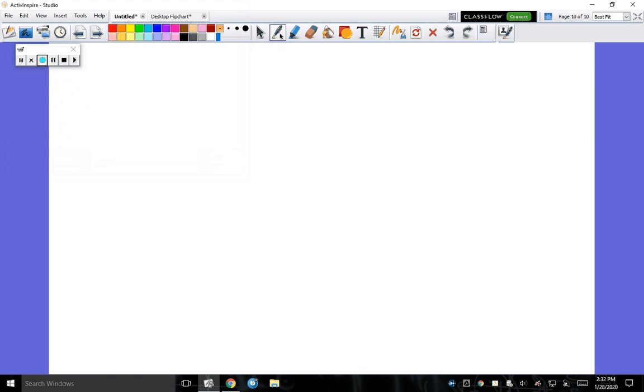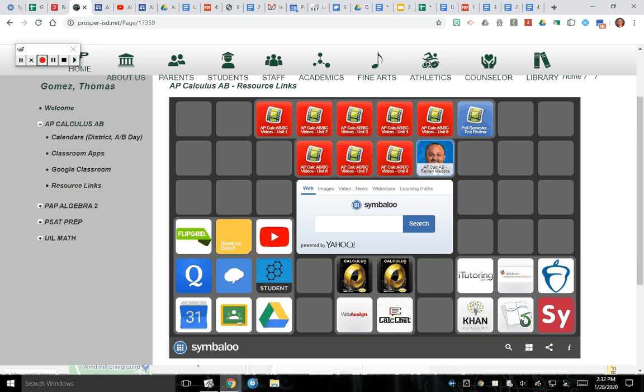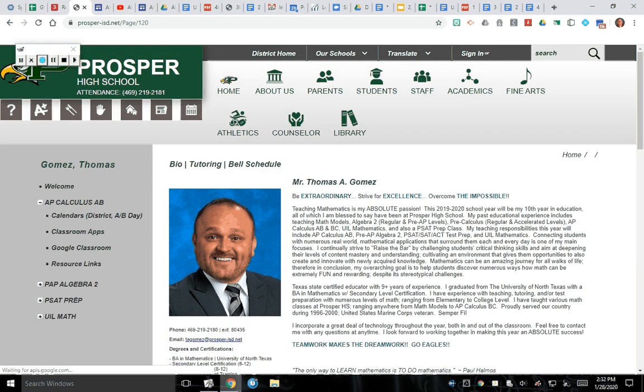Alright guys, day 7. Now, you just had homework that dealt with the second fundamental theorem of calculus. And there were these weird graphs that I wanted to show you something real quick. If you go to my home page, and right here on AP Calculus, there's a resource link underneath.